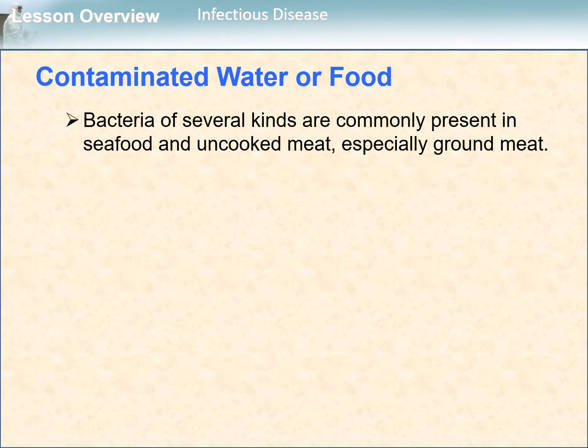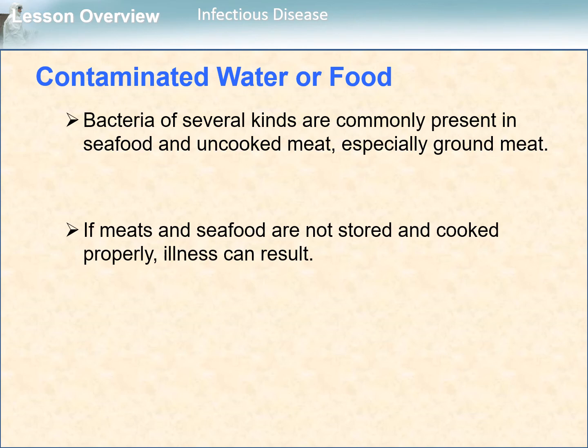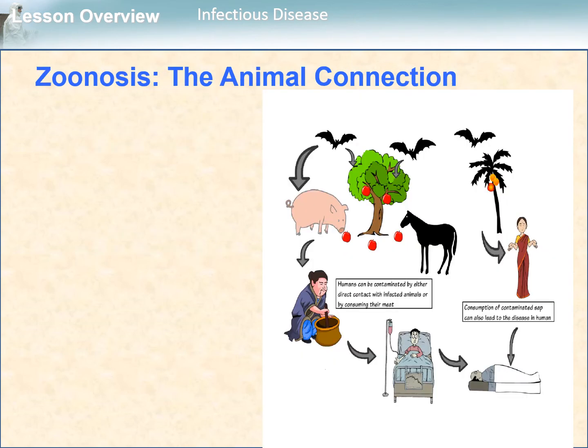Bacteria of several kinds are commonly present in seafood and uncooked meat, especially ground meat, if meats and seafood are not stored and cooked properly. How do animals spread disease?